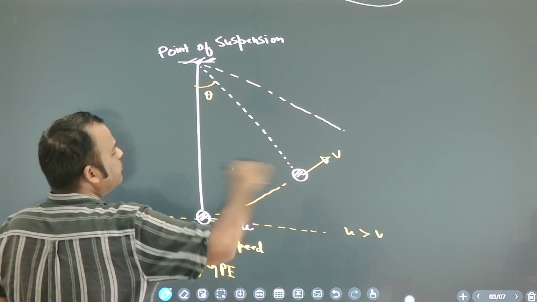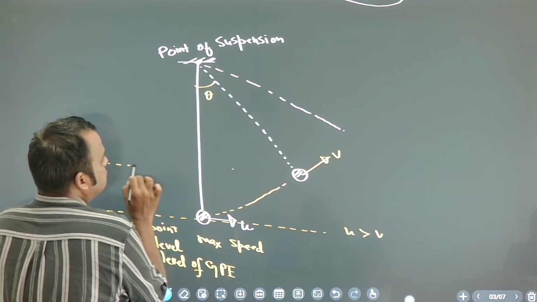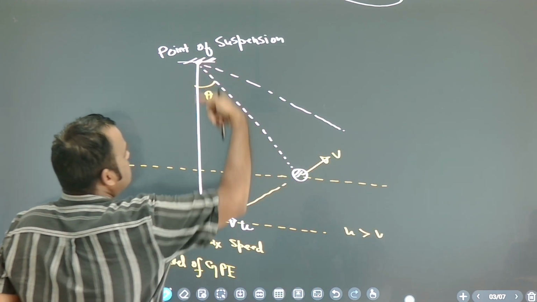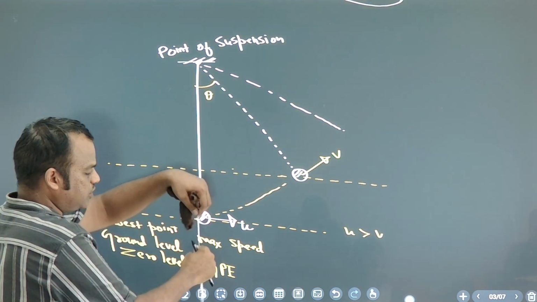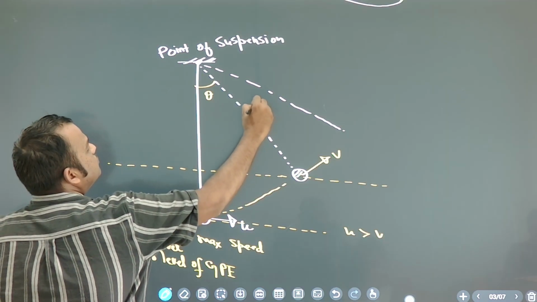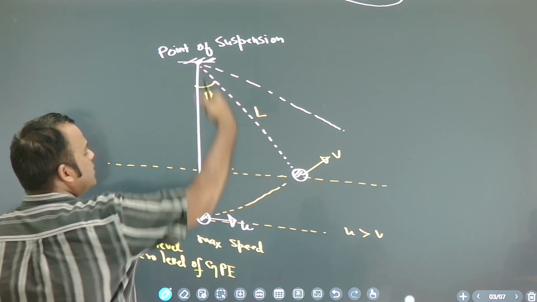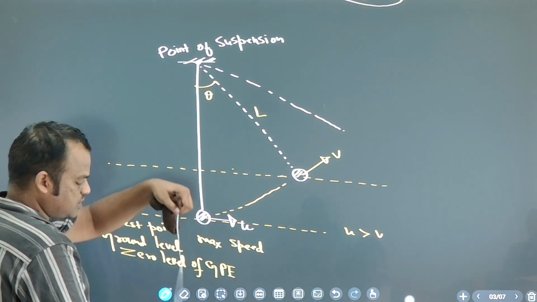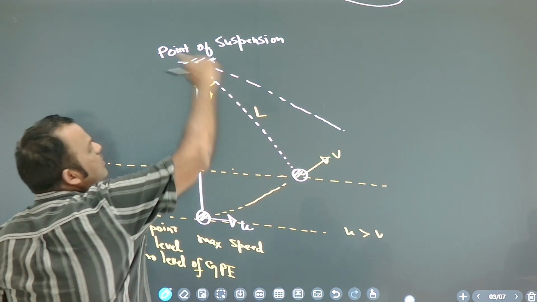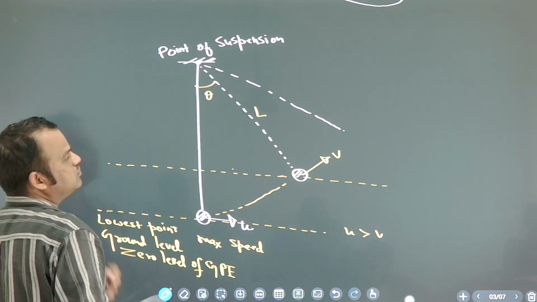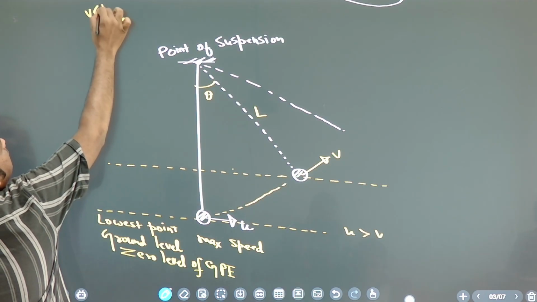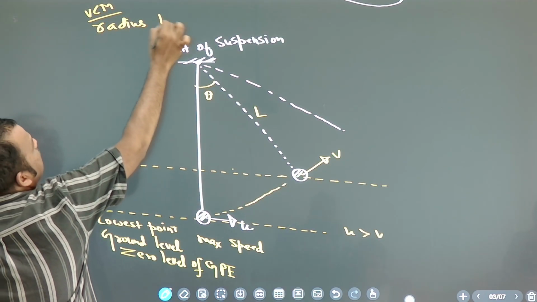Now what is the level here? Height. How much height here? How to calculate? What is this length? L. What is the length of the string? L. So this is also L. It is making a circle. This is a circle. What is the radius? L. So vertical circular motion, radius is L.